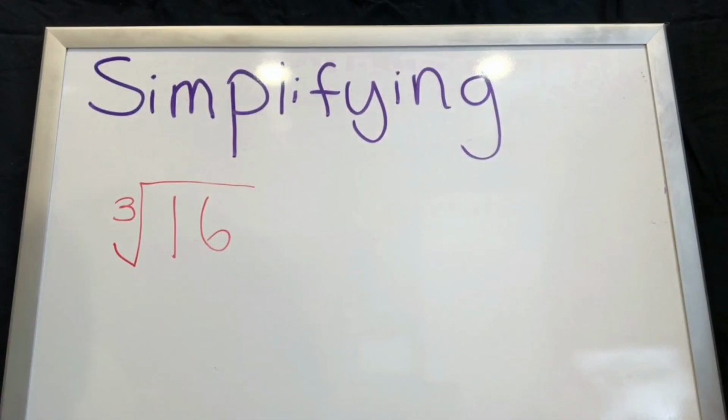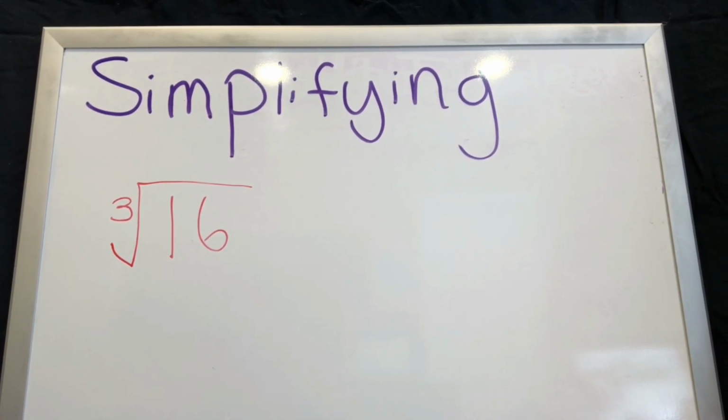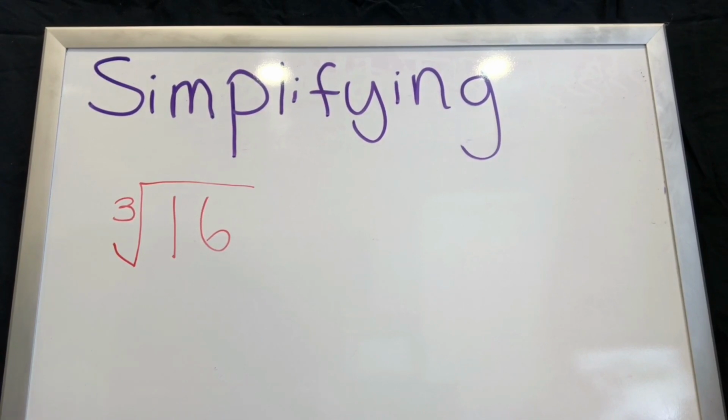Now we're going to learn about simplifying roots. Consider the cube root of 16. This may look like it's fully simplified, and it's true. There's no whole number that when cubed equals 16, but we can simplify it.